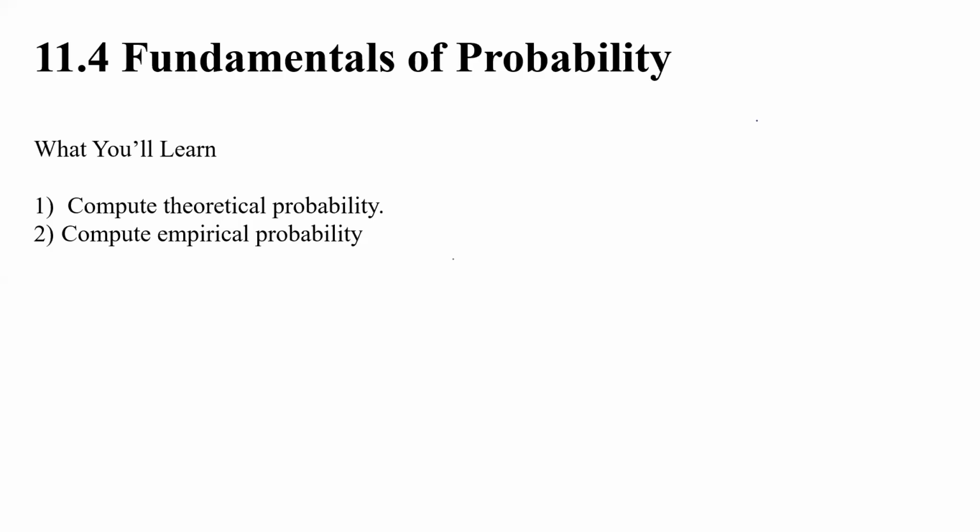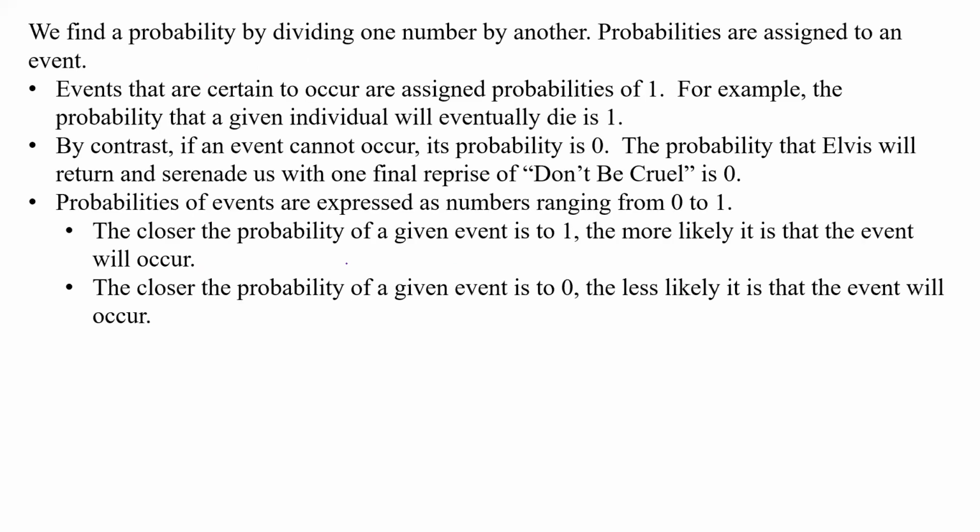All right, so here we are in 11.4 on fundamentals of probability. What we're going to learn in this section is how to compute theoretical probability and how to compute empirical probability. We can find probability by dividing one number by another. Probabilities are assigned to an event.